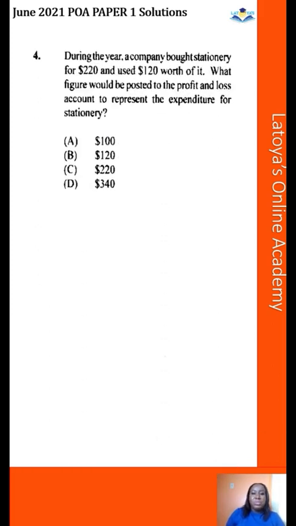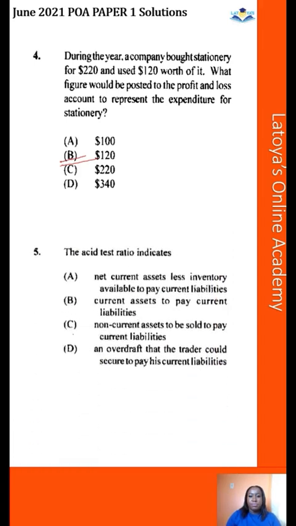Question 4. During the year, a company bought stationery for $220 and used $120 worth of it. What figure would be posted to the profit and loss account to represent the expenditure for stationery? So that figure is going to be 120. The accrual concept requires transactions to be recorded in the time period in which they occur, regardless of when the actual cash flows for the transactions are received. So in other words, we need to record how much was used in this period. And that is 120.